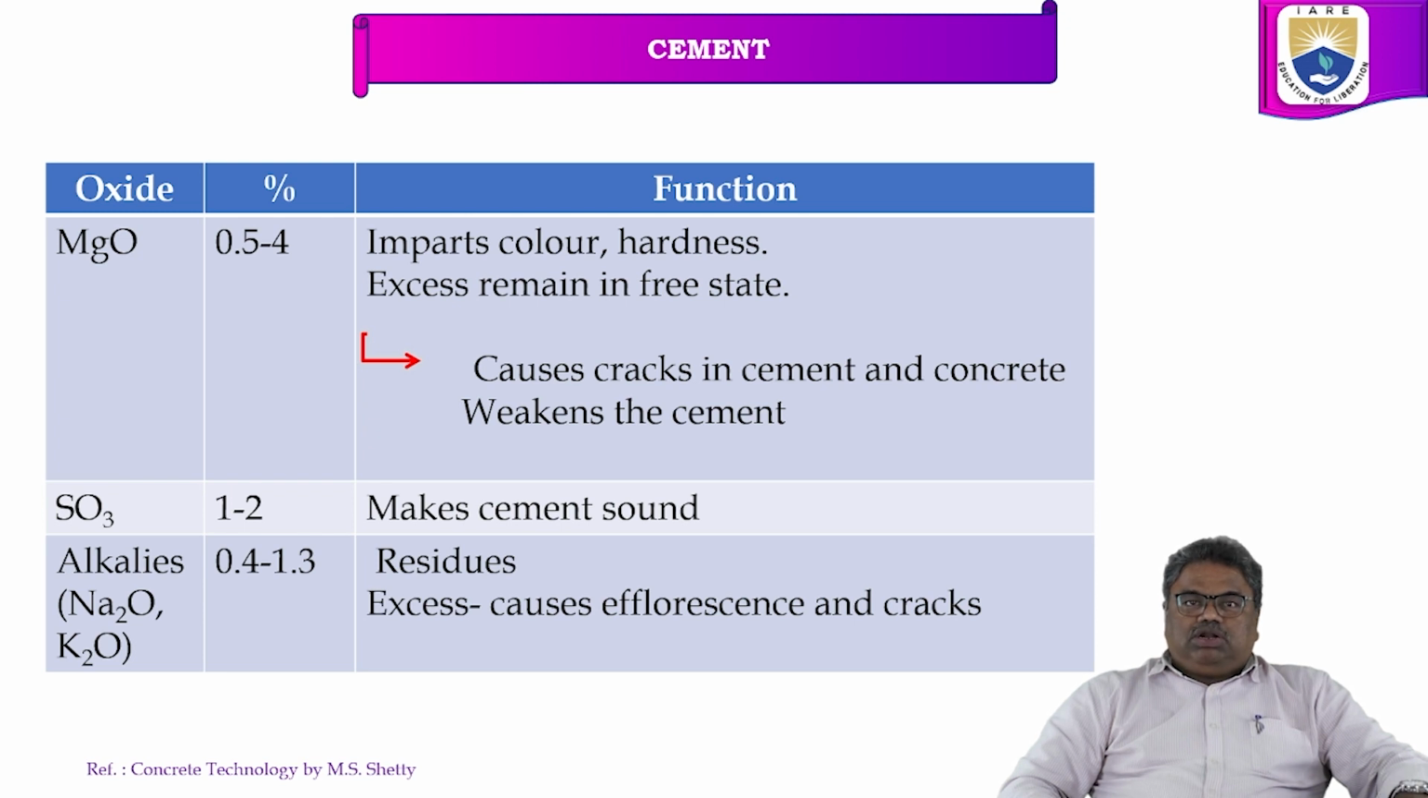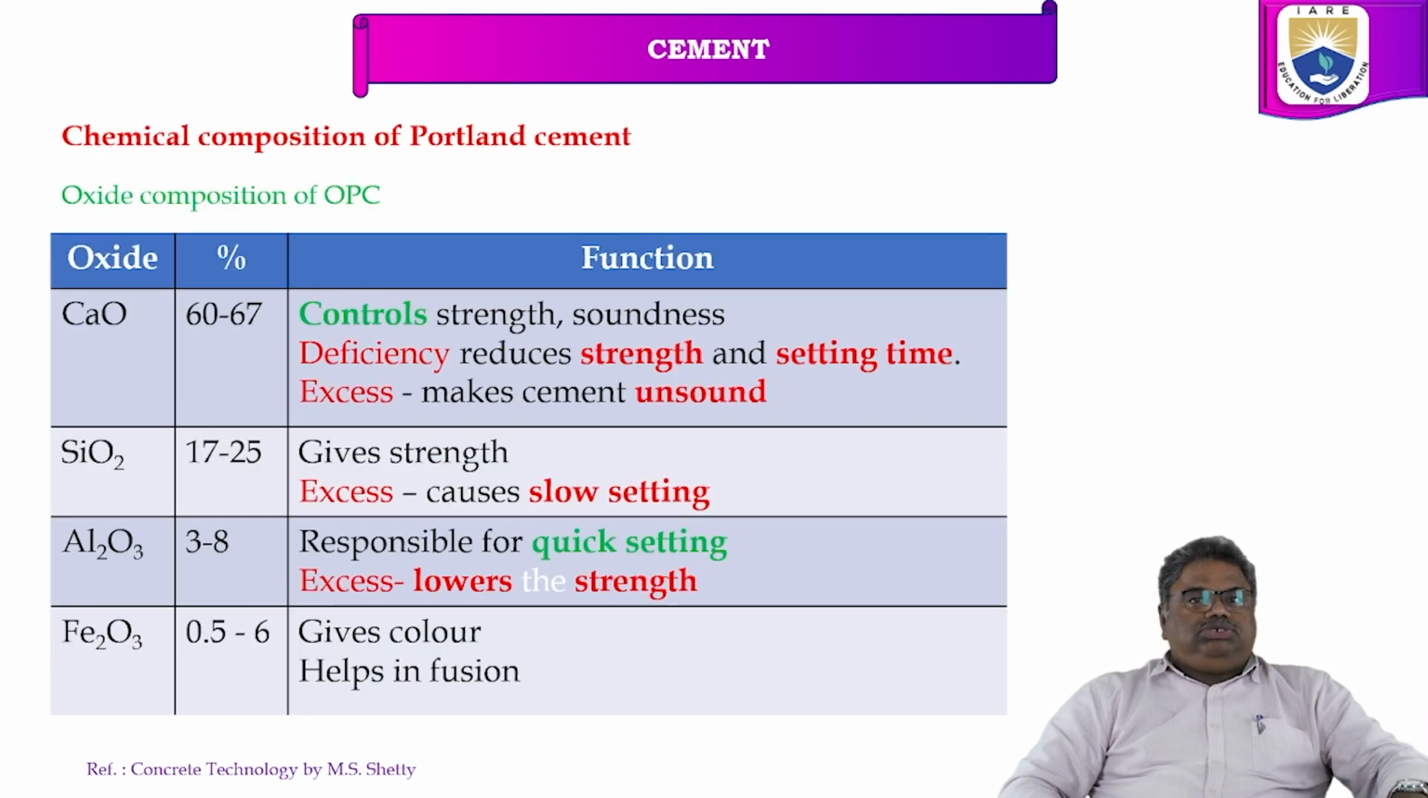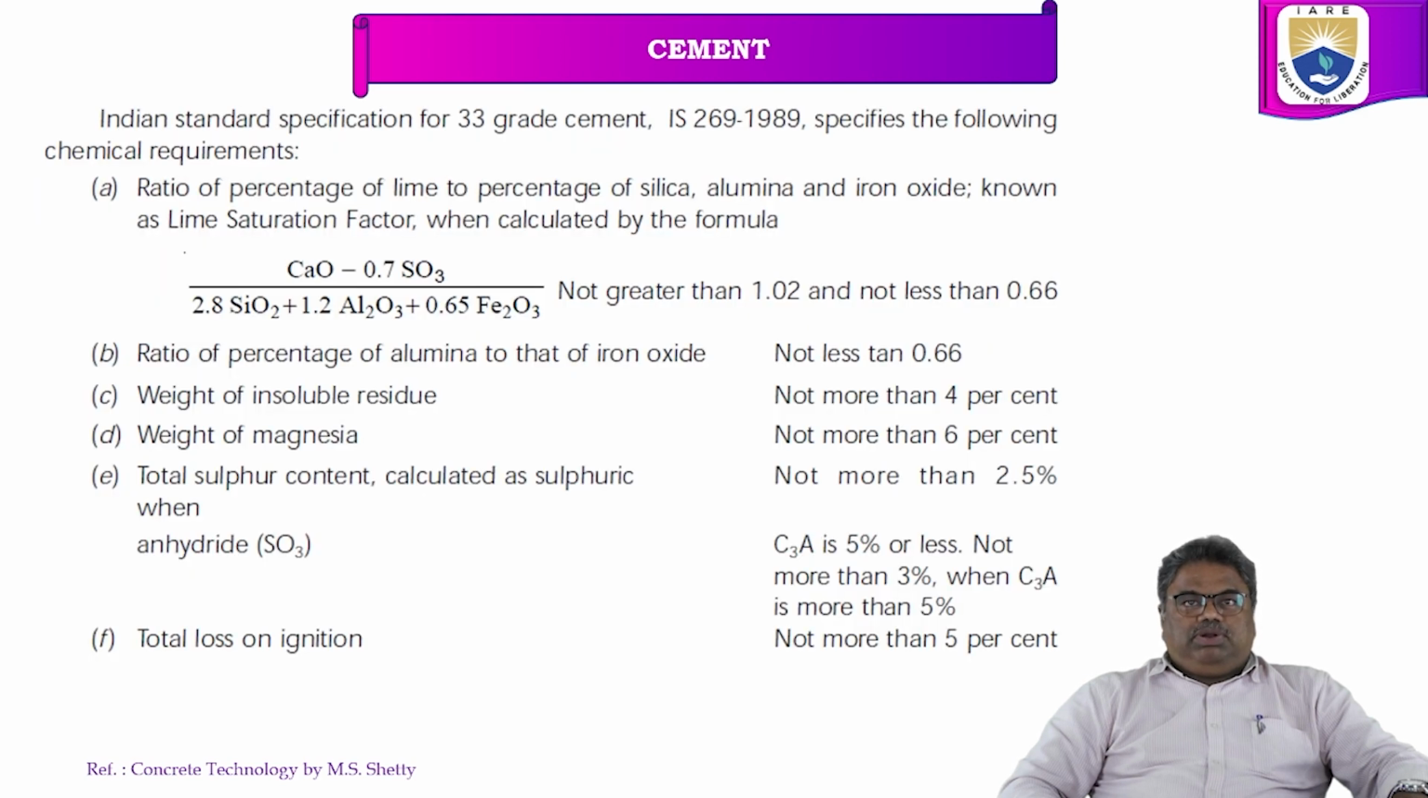SO3 is around 1 to 2% and makes the cement sound. Alkalis, Na2O and K2O, should be around 0.4 to 1.3%. These are residues. If the alkali percentage in the cement is more than 1.3%, it causes efflorescence and cracks in the concrete. So these are the main oxide compositions in ordinary Portland cement.